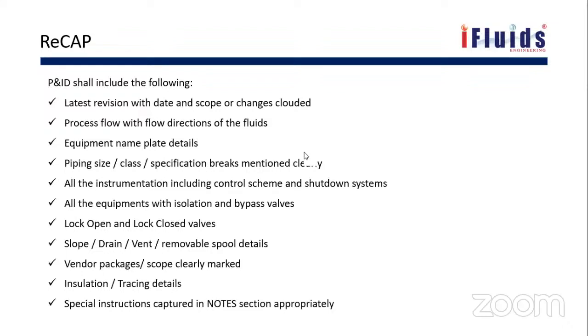Equipment with isolation and bypass valves clearly shown. Lock open, lock closed valves: a few valves need to be kept open for the process and a few kept closed for normal operation, and that is to be mentioned in the P&IDs. Slope of the line to be mentioned. Drain line, vent line, wherever available, have to be clearly mentioned. Vendor packages should be clearly demarcated so that we know the scope from where the vendor package starts. Insulation or tracing details. And special instructions in notes.